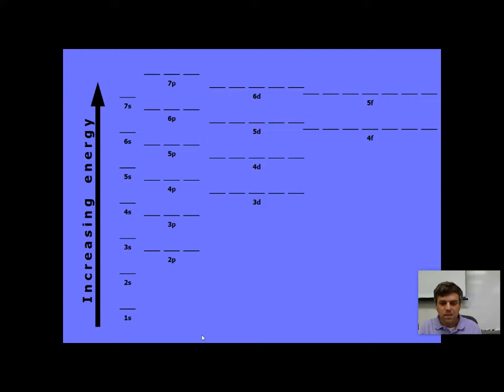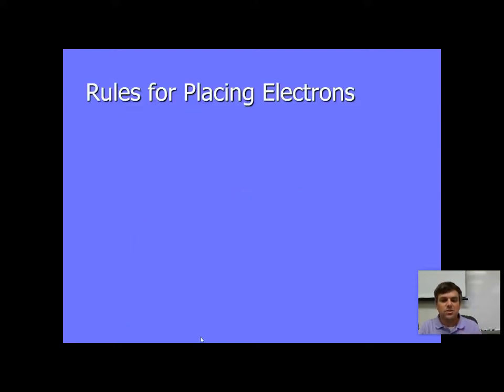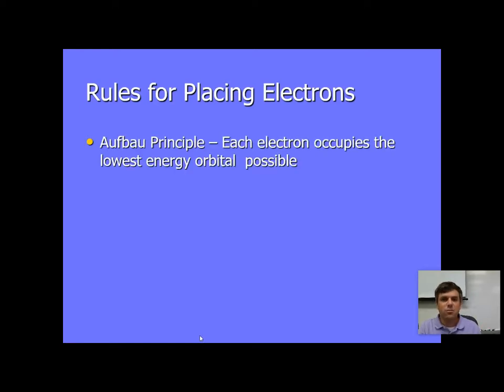So there's 3 rules that we're going to look at. You don't need to know them by name. You just need to know how to actually follow the rules. So the first rule is the Aufbau principle. Aufbau comes from the German phrase meaning to build up. And all that says is that the electrons go in the lowest energy level orbitals possible. So they start at the bottom and they build their way up.